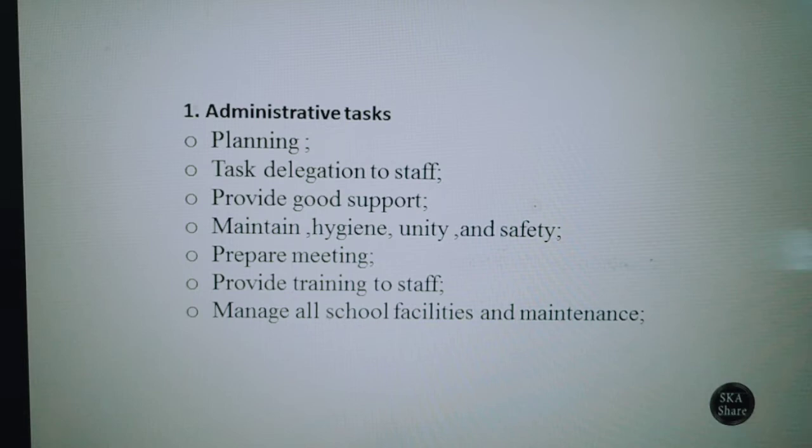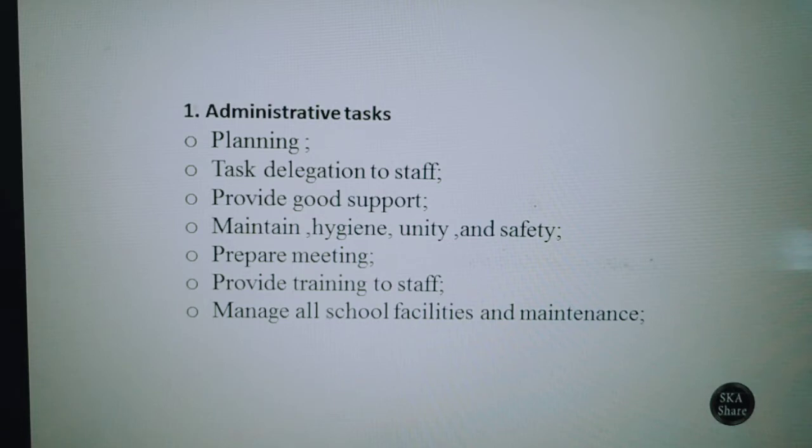What are the administrative tasks that a school principal needs to cover? The school principal will basically focus on planning. Planning can be daily, weekly, monthly, termly, and yearly planning, because he assigns all plans in order to delegate those plans to staff to perform. And then the school principal provides good support. The school principal also maintains hygiene, unity, and safety for staff and students.